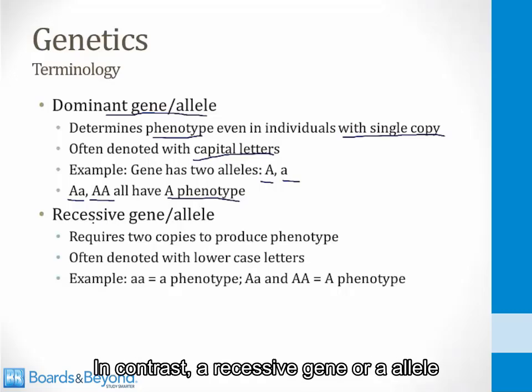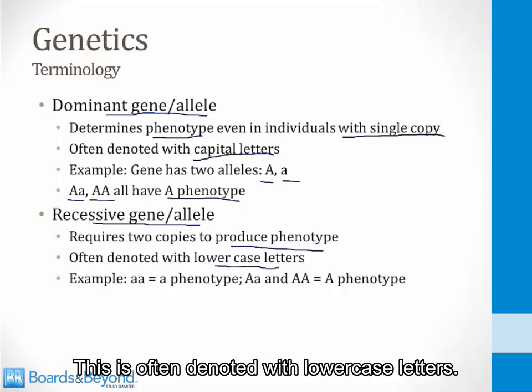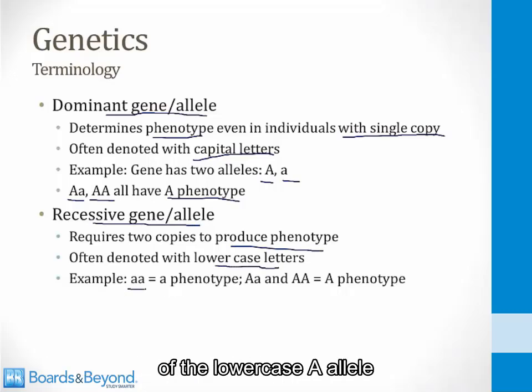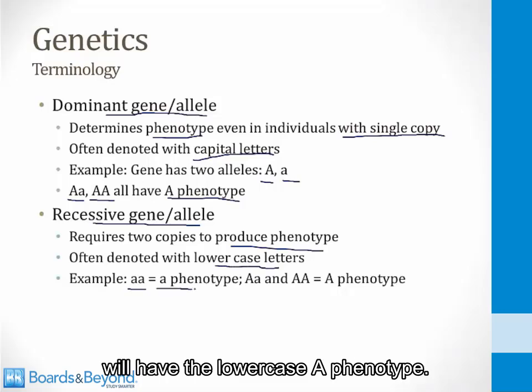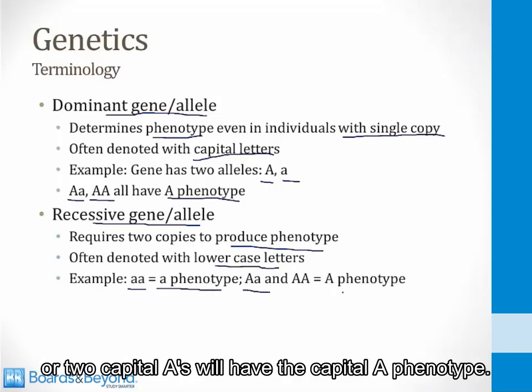In contrast, a recessive gene or allele requires two copies to produce a phenotype. This is often denoted with lowercase letters. For example, only individuals who have two copies of the lowercase a allele will have the lowercase a phenotype. Individuals who have a capital A and lowercase a, or two capital A's, will have the capital A phenotype.